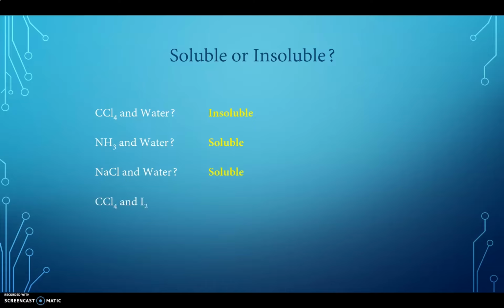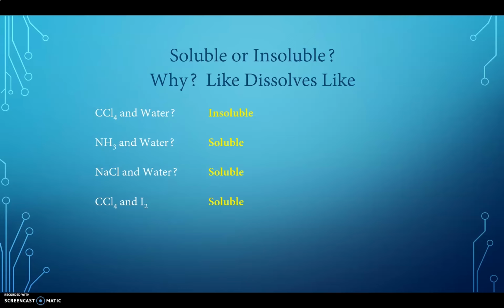And carbon tetrachloride and iodine. Now that's probably a couple of things you're not extremely familiar with, but those two substances happen to be quite soluble. So the question, of course, is why? What determines whether something will be soluble in a particular solvent or not?